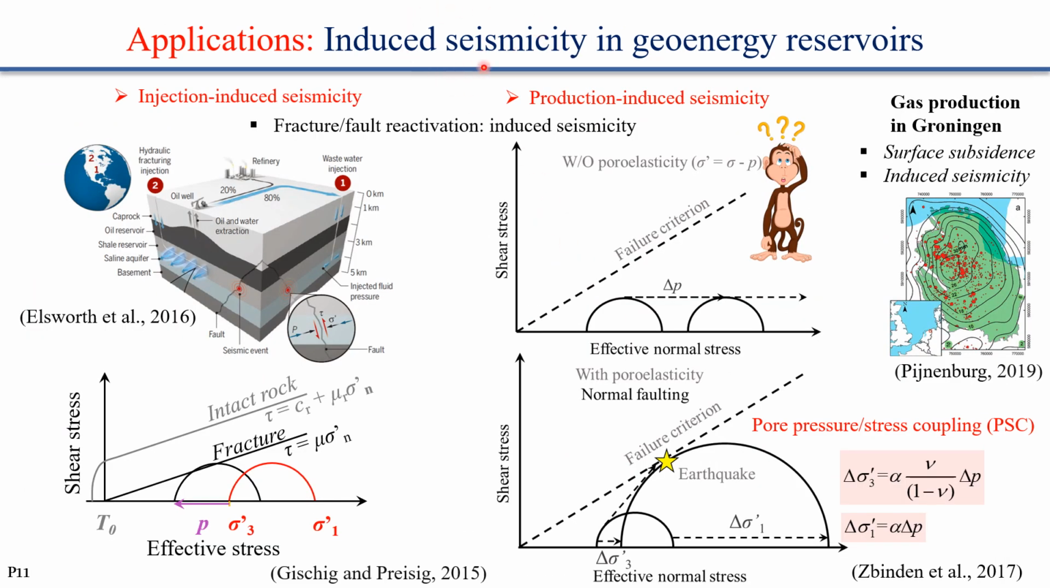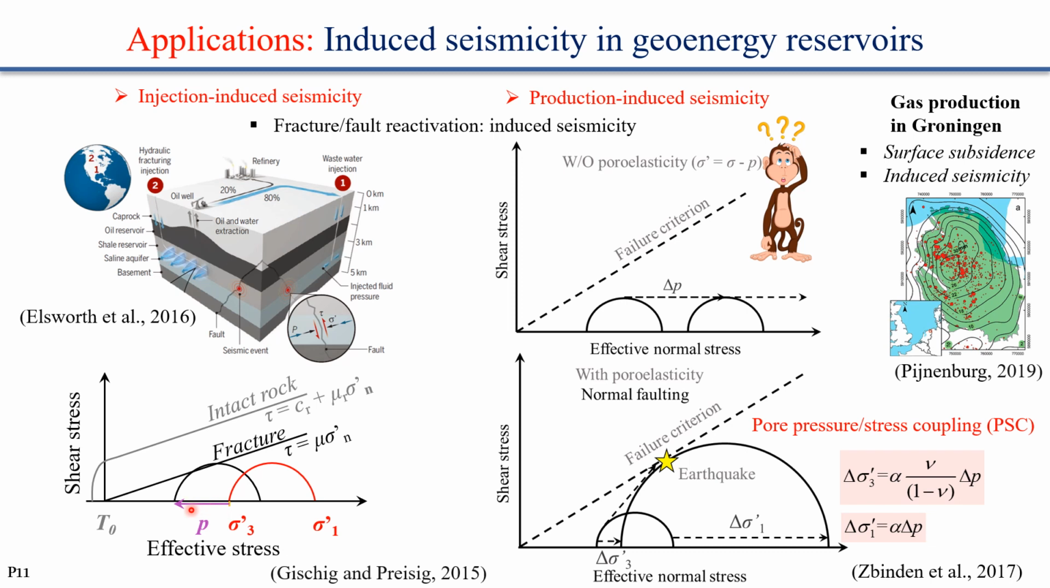Then we may want to talk about induced seismicity in geoenergy reservoirs. There are two main categories. One is injection-induced seismicity, the other is production-induced seismicity. Both of them result from fracture or fault reactivation caused by injection or production. And in terms of injection-induced seismicity, it shares a similar physical mechanism with hydroshearing. But in addition, it may also be controlled by the frictional property of the fracture and its surroundings. But in any case, it can be readily explained by Terzaghi effective stress.